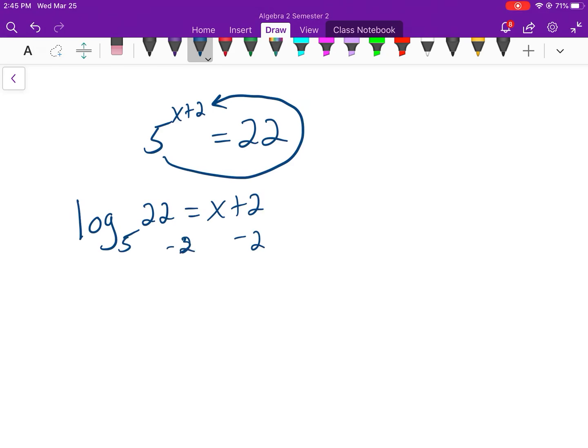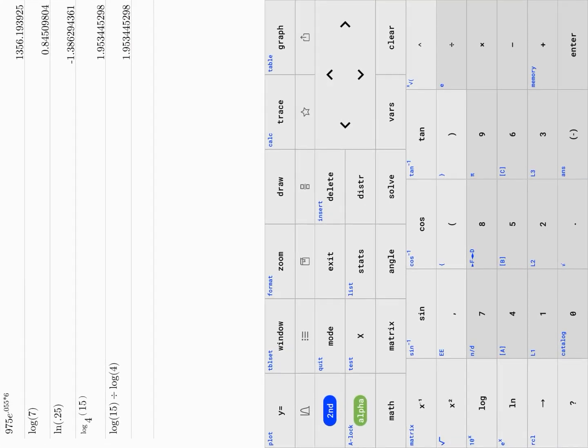Then subtract 2 over. Now, log base 5 of 22: 22 is in the argument, and the whole log base 5 of 22 is a value. So we are not taking that 2 away from the 22. It's still just log base 5 of 22, and then subtracting 2. If you want to, put that 22 in parentheses. And from there, you will use calculators for this part. So log base 5 of 22 minus 2.